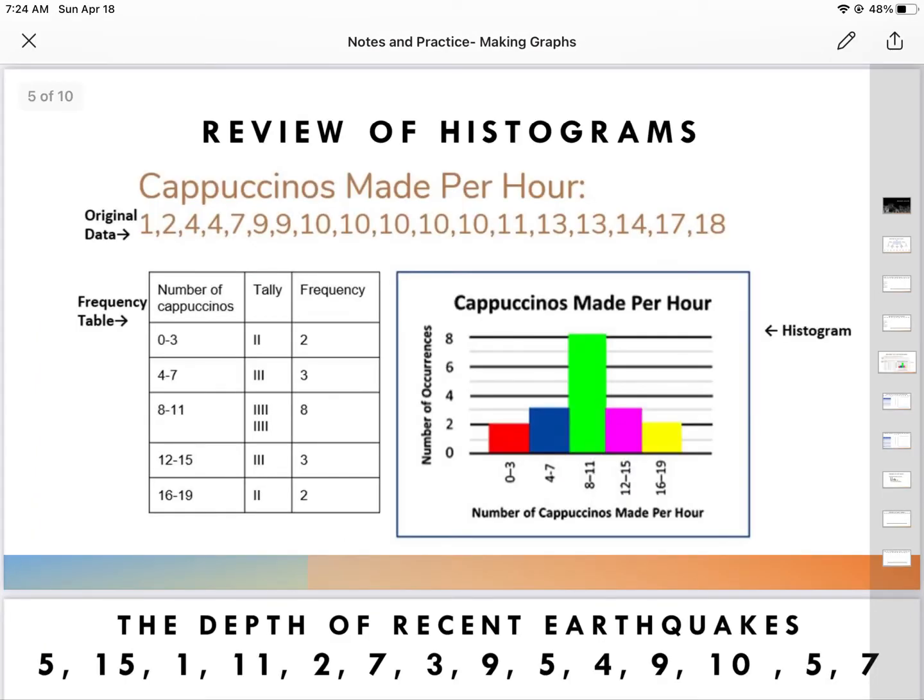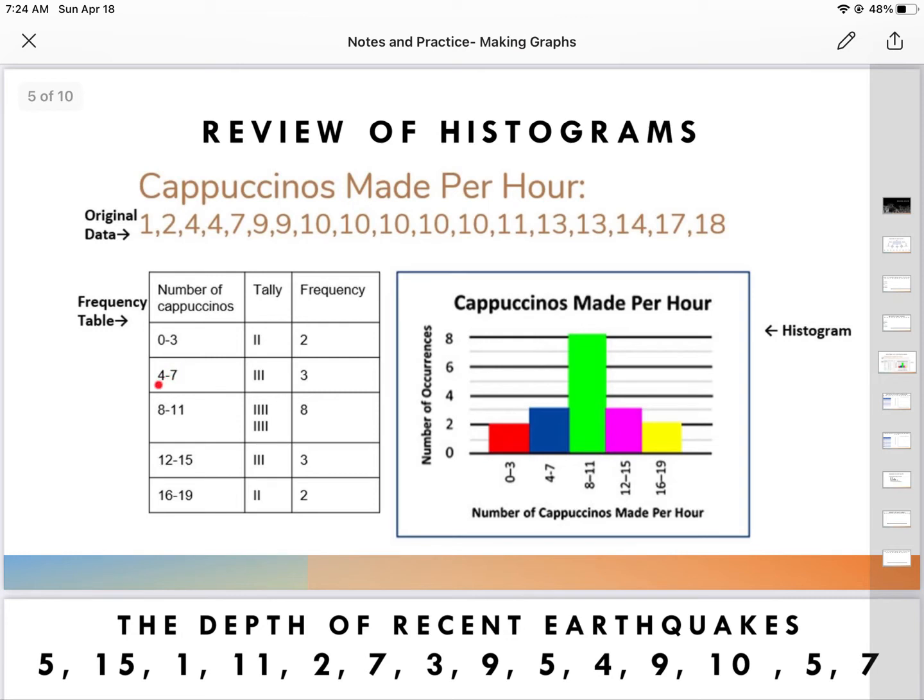Now for a histogram, remember you're given a set of data. Here's our data. This represents the cappuccinos that were made per hour. You will have a frequency table that's given. The frequency table should have intervals, as you can see here. You have tallies, and then you have the frequency of those tallies. Looking from 0 to 3, how many times did a number 0, 1, 2, or 3 occur? 1, 2 times. So there are 2 tallies and the frequency was 2.